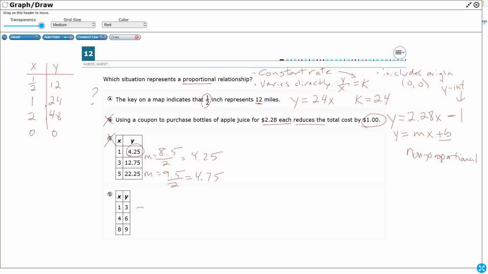This also has the same problem. This is 3 over 3, and this is 3 over 4 if you look at the changes there. So that doesn't work. Our answer is A.